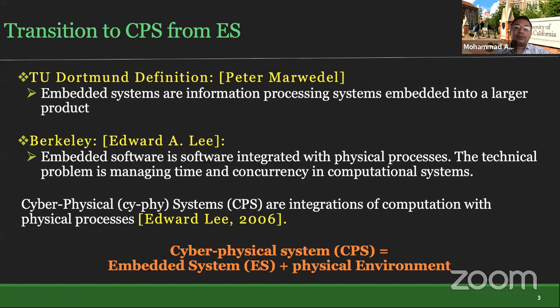That was the embedded systems, mostly low power, hardware software design. Those are the hardware software co-design. These are the things that have been the emphasis of embedded system design. Then in embedded systems, definitely one of the most important things is embedded software, which is different from general purpose software. And I want to quote the definition from Edward Lee, where he mentioned it very clearly that embedded software is software integrated with the physical process. And the technical challenges are a little bit different. It's mostly managing the time and concurrency of the computational system. So these are the focus of embedded software.